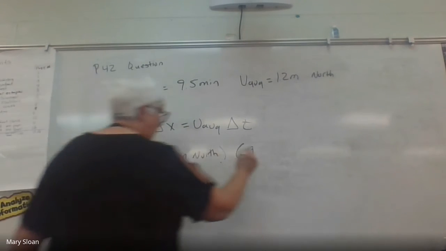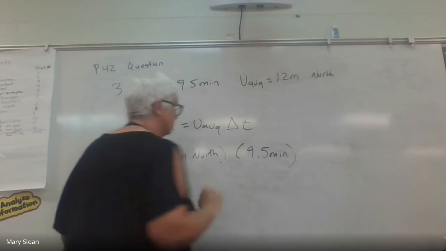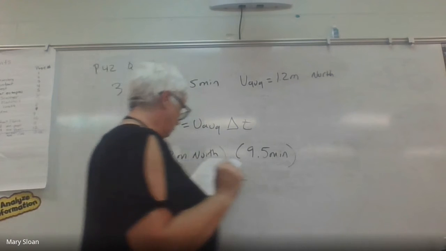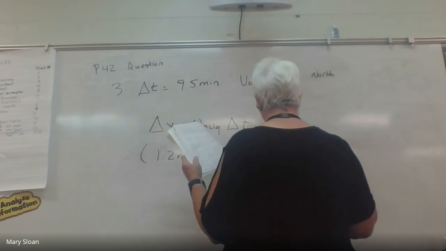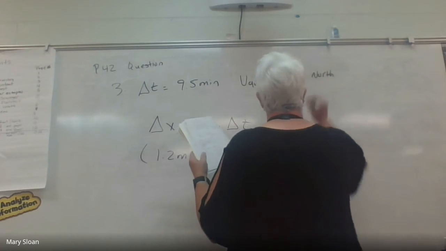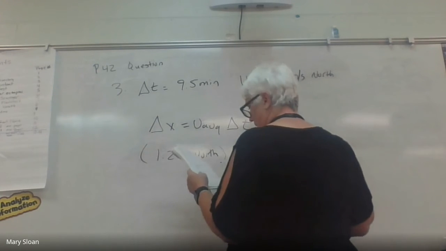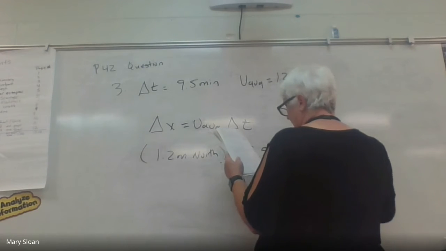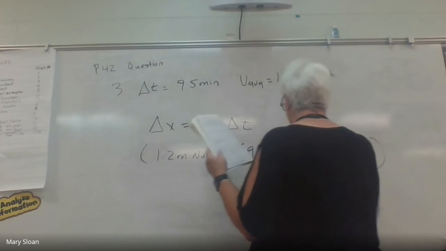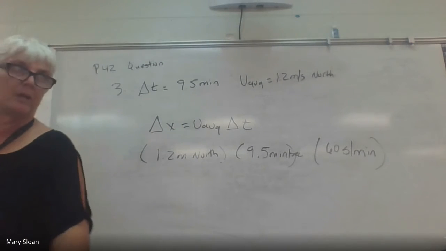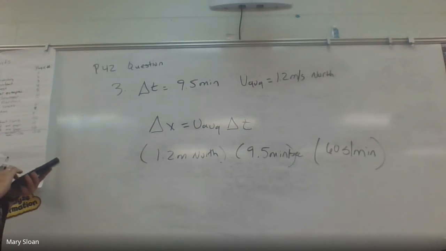All right, so 9.5 minutes. I changed it to north. 60 seconds per minute, right? Because I'm trying to get rid of minutes. Let me check my math. 1.2, 9.5, 60. Alpha y minute, 60 over 1.